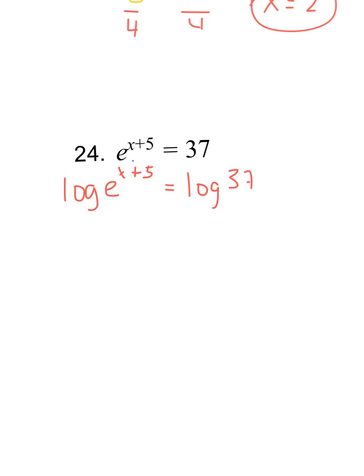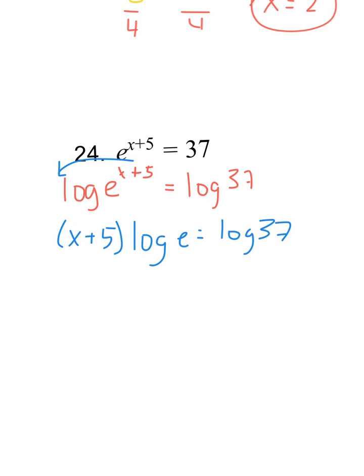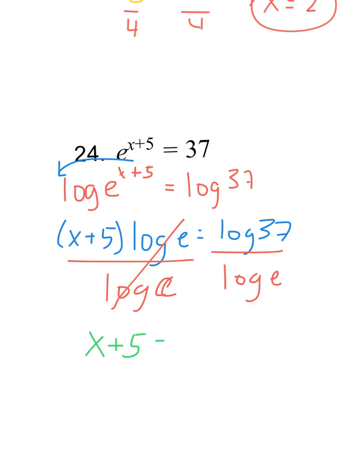Rules of logs, x plus 5 comes to the front, so I have x plus 5 times log of e equals log of 37. And then I can divide both sides to get x plus 5 by itself. Divide by log of e on both sides. And then these will go away, so I'm left with x plus 5 equals, use my calculator for this, log of 37 divided by log of e.